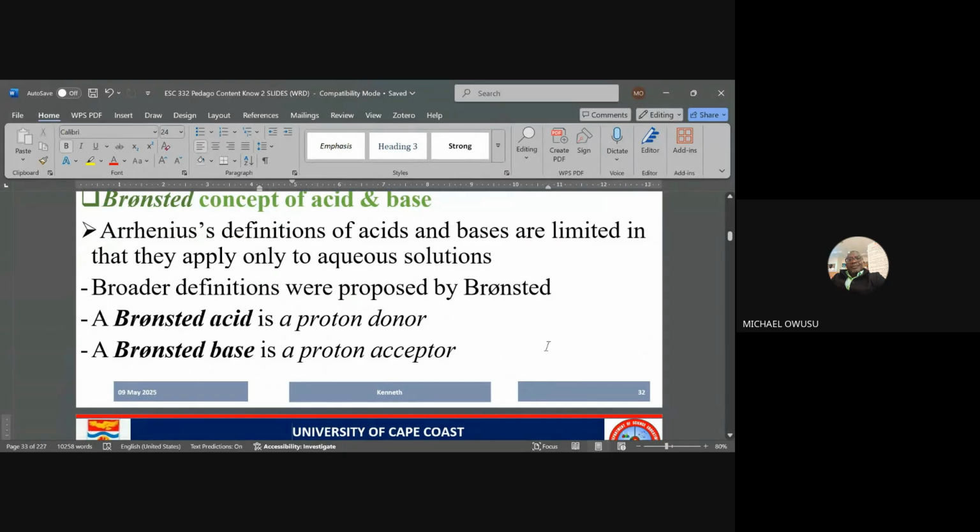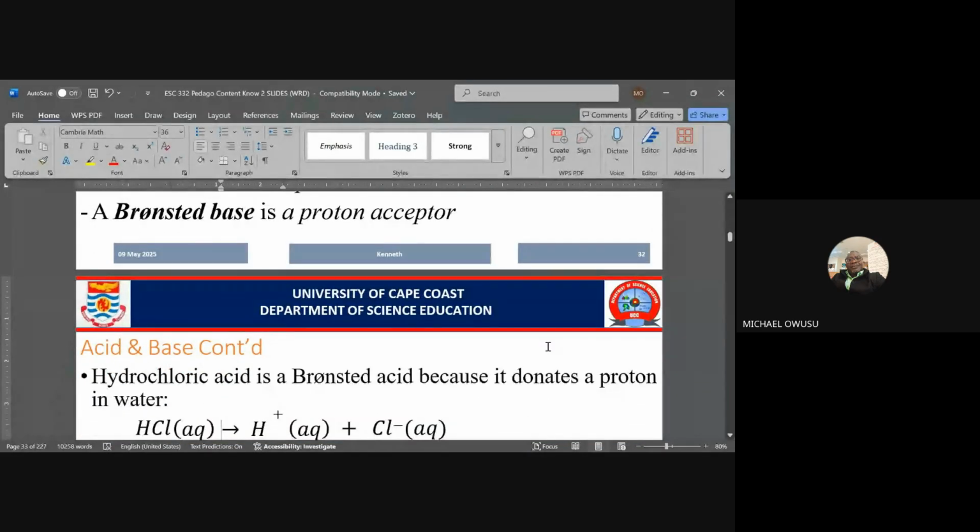Arrhenius' definition of acid and base is limited in that it applies only to aqueous solutions. If you remember when we were talking about it, we said that in their aqueous form, in their molten form, in their wet form. So broader definitions were proposed by Brønsted-Lowry, where a Brønsted-Lowry acid is a proton donor, and the base is the opposite of that. That is the proton acceptor. Hydrochloric acid is a Brønsted-Lowry acid because it donates a proton in water.